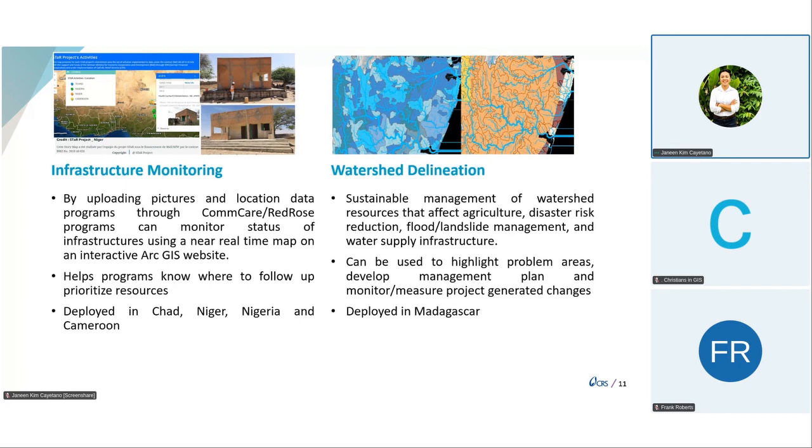They can just flag the local field staff to see what other improvements need to be done in those infrastructures. And I think actually this watershed delineation might be in the pre-project phase. I'm not sure I put this here, but basically, this can be used to create an overview of the watershed resources that could affect agriculture, because it helps us highlight problematic areas and create a development plan to monitor and measure project-generated changes, like flood and landslide management. We deployed this in Madagascar for agricultural farming.